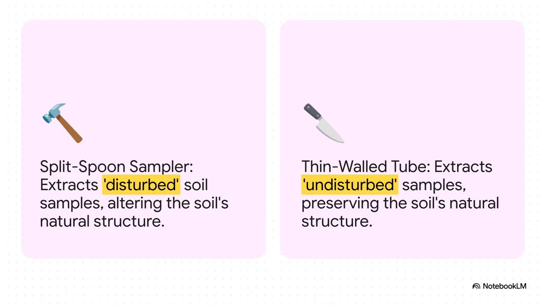Now for soils, you've got two main players. First, there's the split spoon sampler. Think of this as a pretty rough scoop. They basically hammer it into the ground. It gets a sample, for sure, but the soil's natural structure gets totally wrecked.